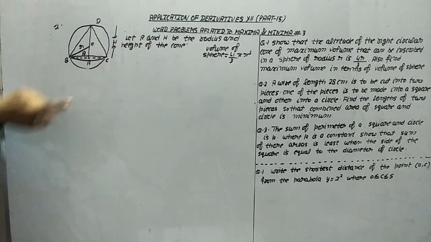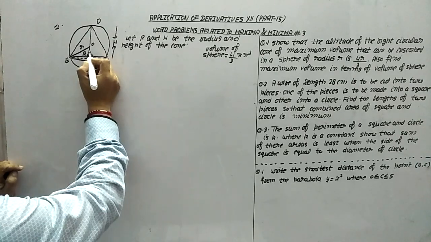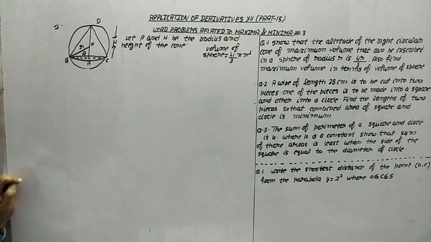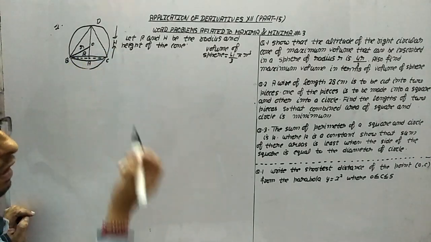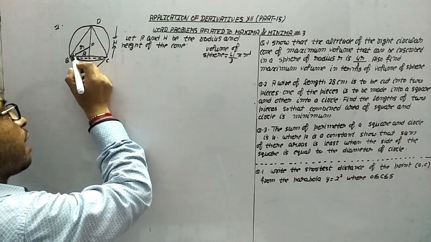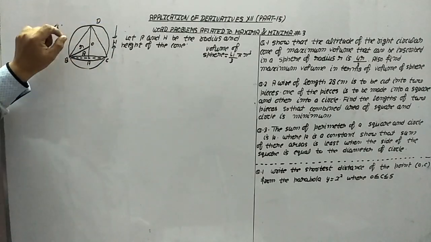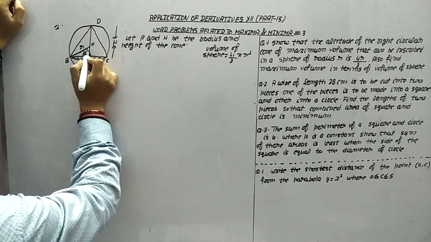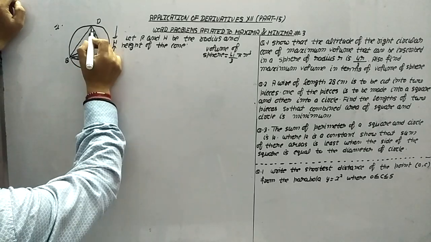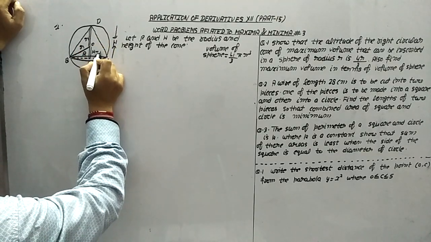So this is the sphere and this is the cone inscribed in this sphere. O is the center. Now this is the radius. Let capital R be the radius of the cone and capital H be the height of the cone. So if this is capital H, and this is r, then this becomes H minus r.